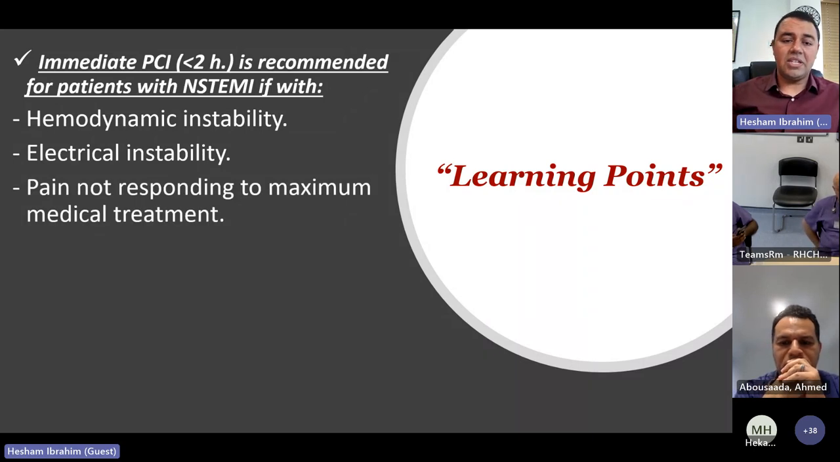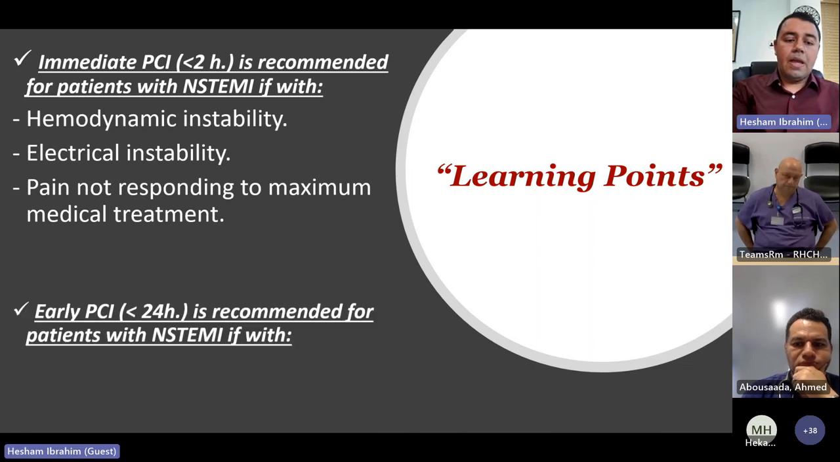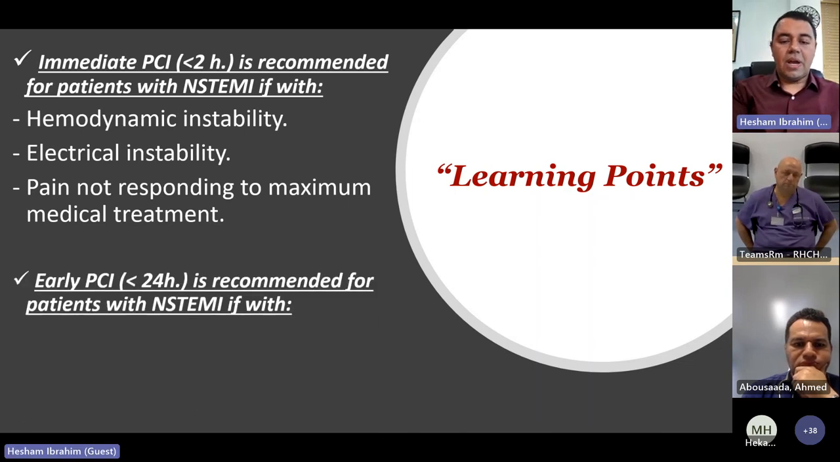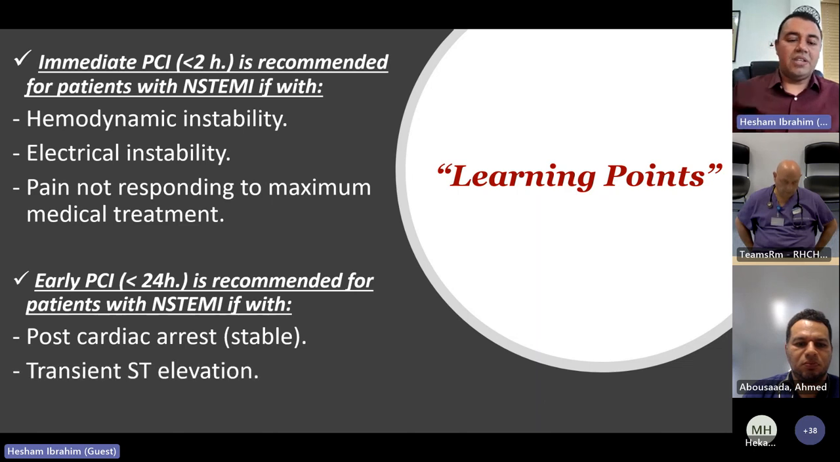So these are the three indications in my trust that I've written for them to follow. This is when we activate the cath lab for non-STEMIs in our local hospital. Hemodynamic instability, electrical instability, and pain not responding to maximum medical treatment. So that includes GTN infusion. And early PCI within 24 hours is recommended for patients with non-STEMI if post-cardiac arrest but stable, transient ST elevation.